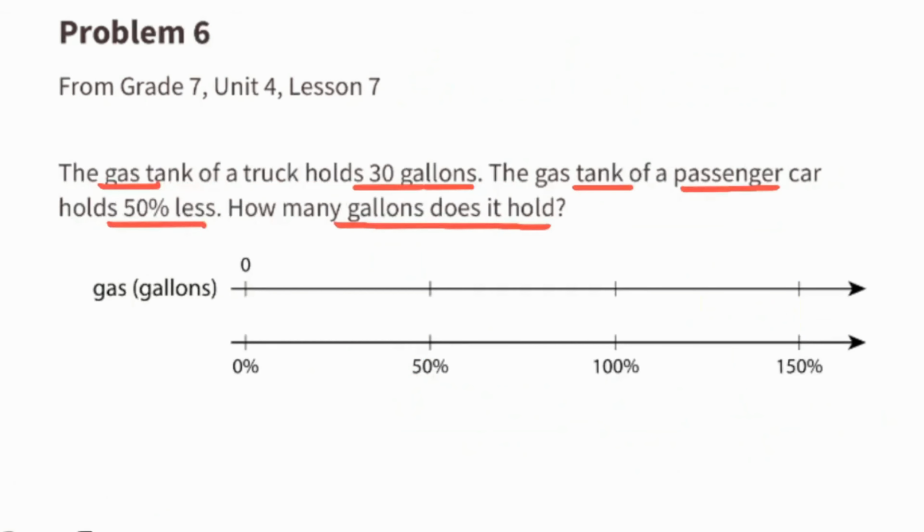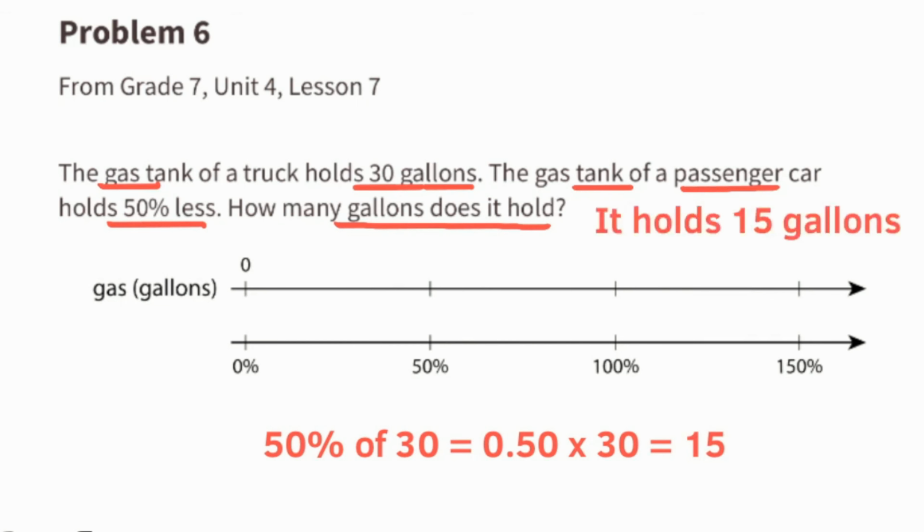Problem number 6 from 7th grade, Unit 4, Lesson 7. The gas tank of a truck holds 30 gallons. The gas tank of a passenger car holds 50% less. How many gallons does it hold? That would be 50% of 30 gallons. We can rewrite this as 0.50 times 30. And of course, that equals 15. That means that the gas tank of a passenger car holds 15 gallons of gas.